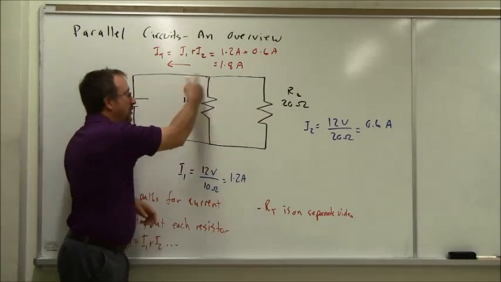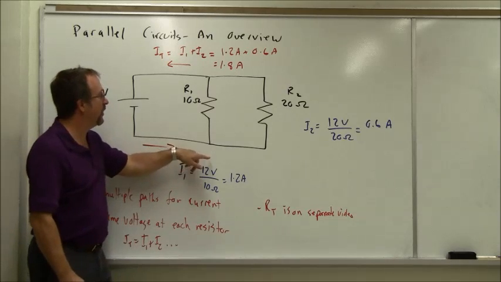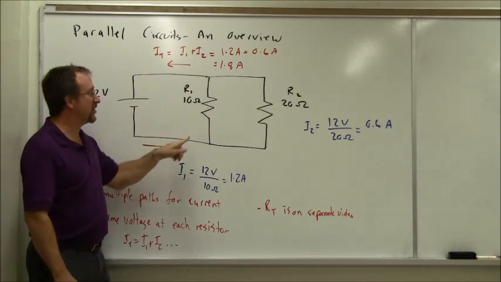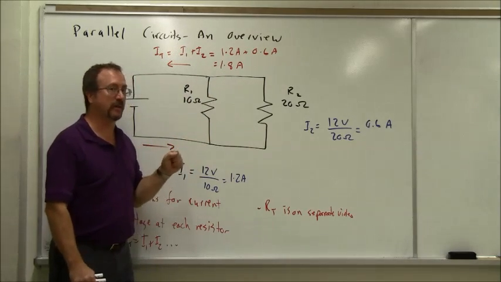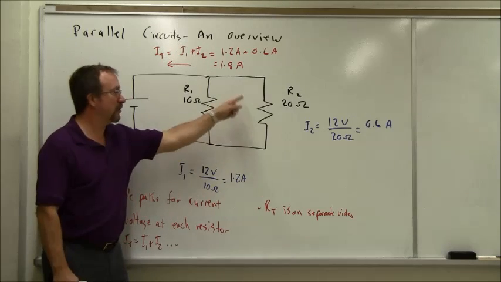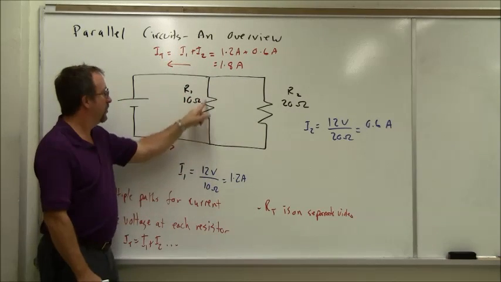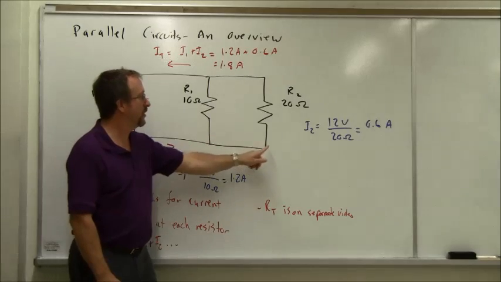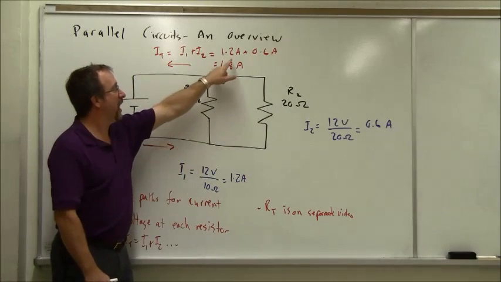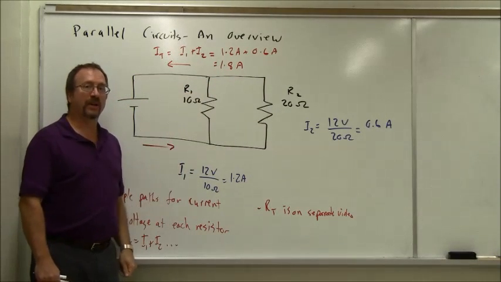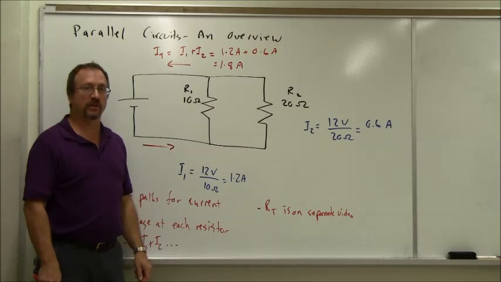The total current, so the current going this way and going that way, is the sum of the currents through each resistor. So the total current for this circuit is 1.2 amps here, 0.6 amps there, add them together, 1.8 amps is the total current running through this circuit.